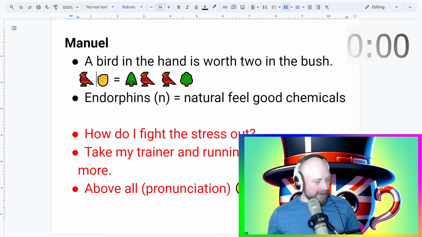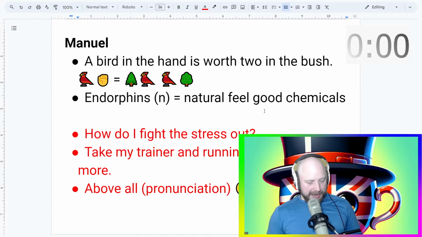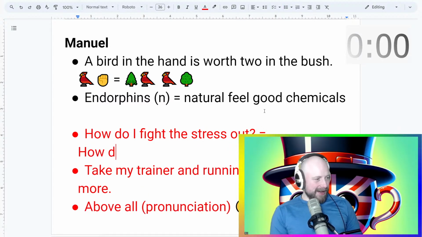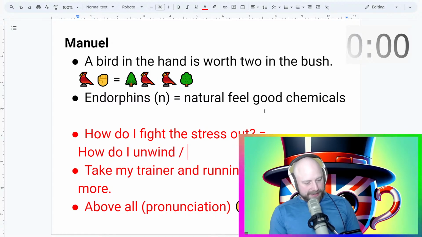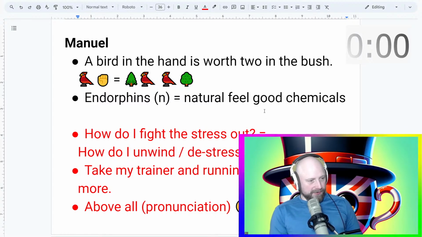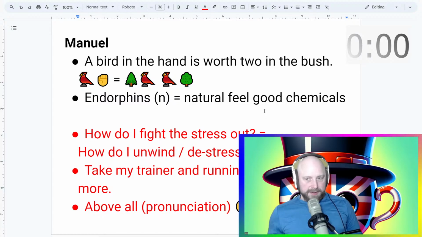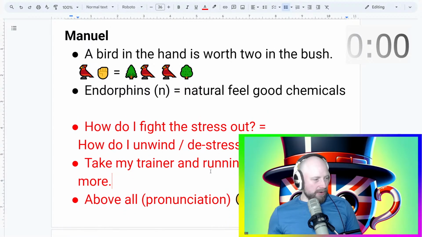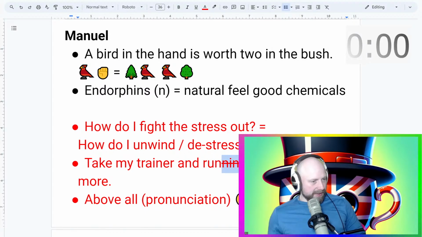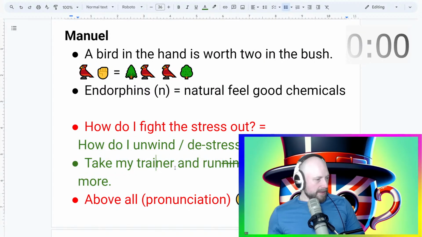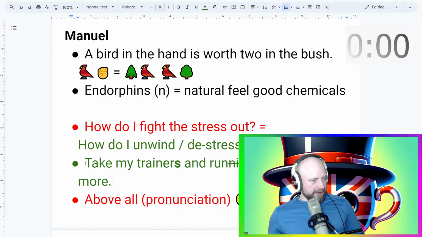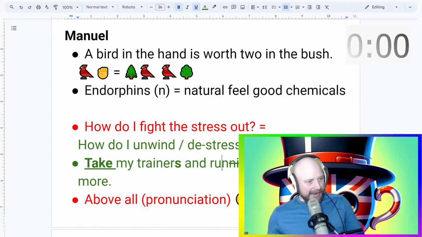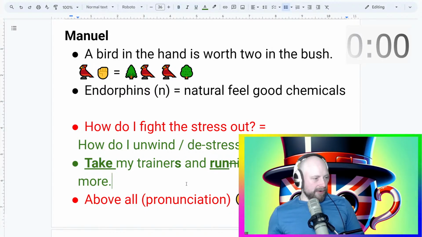Endorphins are natural feel-good chemicals. Then, how do I fight the stress out? No. How do I unwind, de-stress, get rid of stress? Take my trainers and run for an hour or more. And running, that was it. Get rid of the "and running," please. Let's make that green. And now we'll make that green as well. Take my trainers and run. Take, because look, here's the consistency. Take my trainers and run for an hour or more.